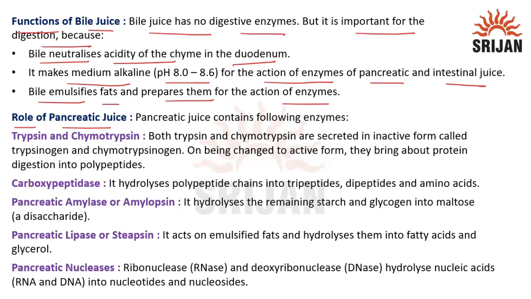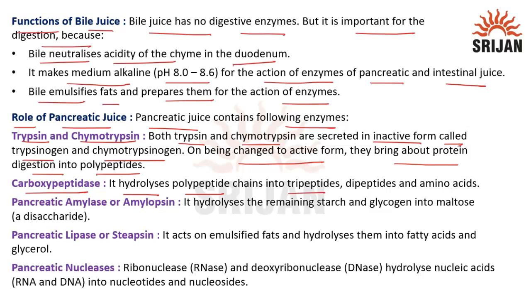Then the role of pancreatic juice. Pancreatic juice contains the following enzymes: trypsin and chymotrypsin. Both trypsin and chymotrypsin are secreted in inactive forms called trypsinogen and chymotrypsinogen. On being changed to active form, they bring about protein digestion into polypeptides. Then carboxypeptidase hydrolyzes polypeptide chains into tripeptides, dipeptides, and amino acids.